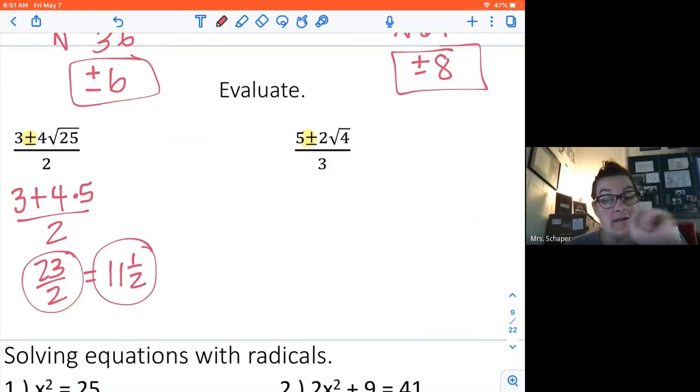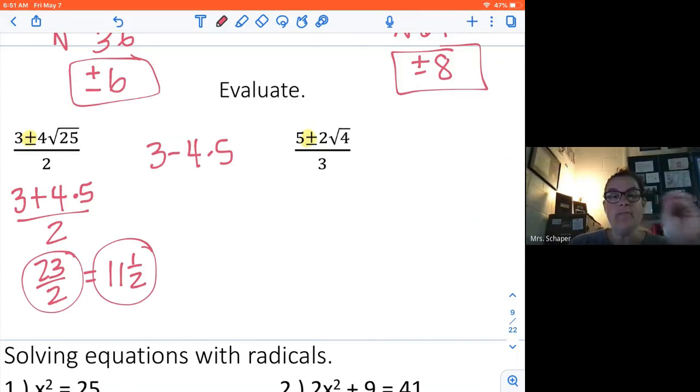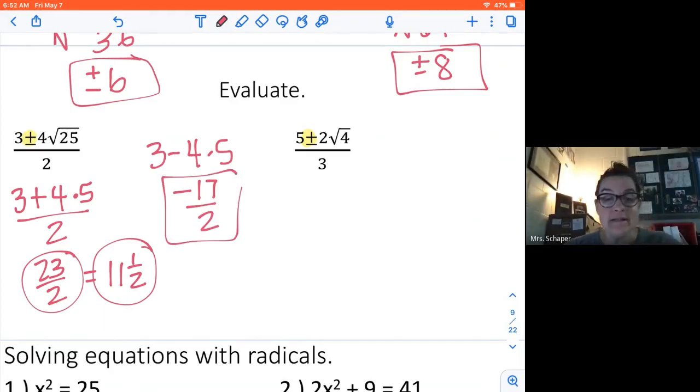That's the first answer. Now we do it a second time with subtracting 4 times 5. So 3 plus 4 square roots of 25 and 3 minus 4 square roots of 25. So then I've got 3 minus 20 is negative 17 over 2. I'm okay if you leave it like that. If you'd rather change it to a mixed number, you could also do that, negative 8.5.